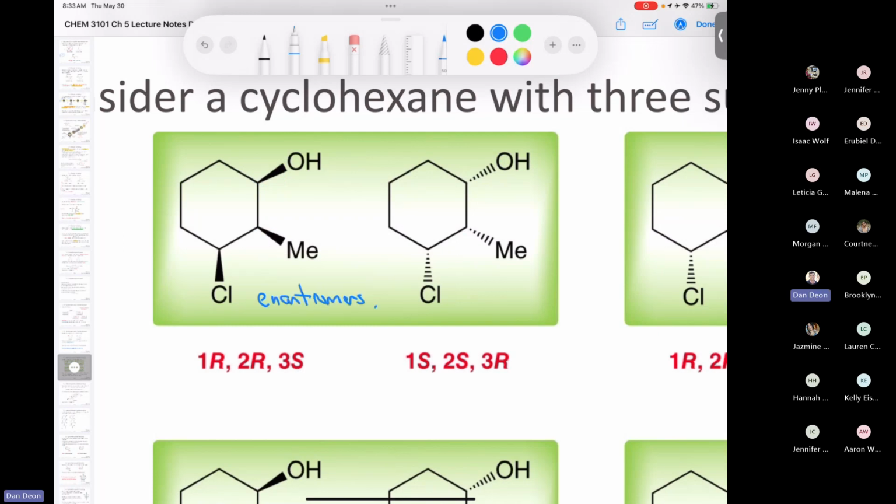They're non-superimposable mirror images. If you were to take this compound, another way, and rotate it 180 degrees, hopefully you can see that you would end up with the mirror image of this compound. So these two compounds are enantiomers.